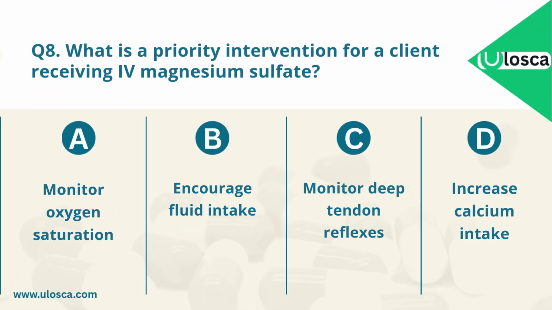Question 8. What is a priority intervention for a client receiving magnesium sulfate? A. Monitor oxygen saturation. B. Encourage fluid intake. C. Monitor deep tendon reflexes. D. Increase calcium intake. Which one is the correct answer?